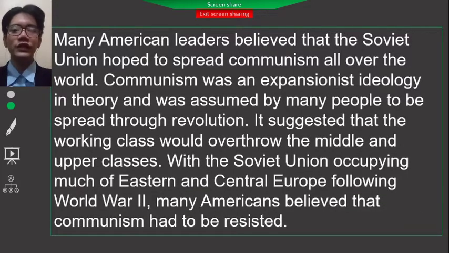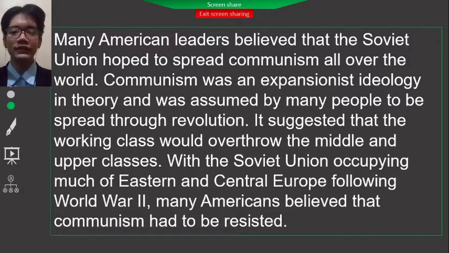Many American leaders believed that the Soviet Union hoped to spread communism all around the world. Communism was an expansionist ideology in theory and was assumed by many people to be spread through revolution. It suggested that the working class would overthrow the middle and upper classes. With the Soviet Union occupying much of Eastern and Central Europe following World War II, many Americans believed that communism had to be resisted.